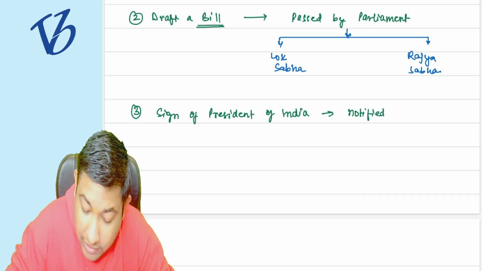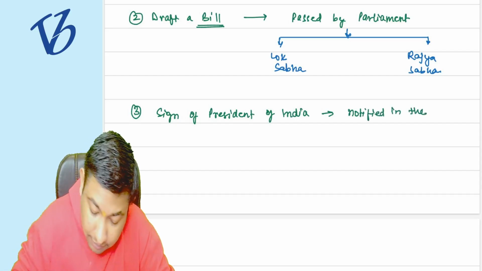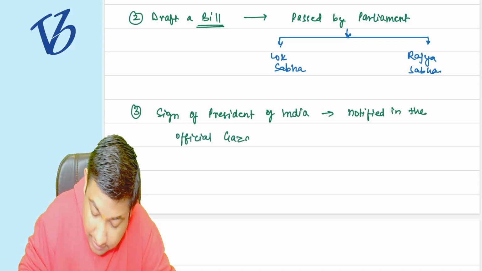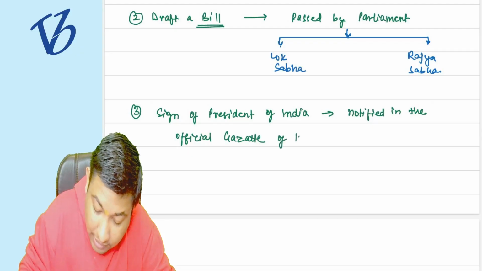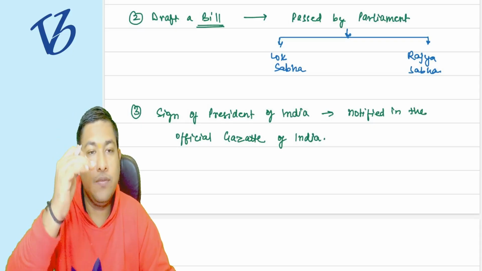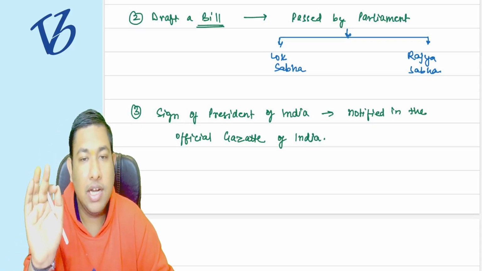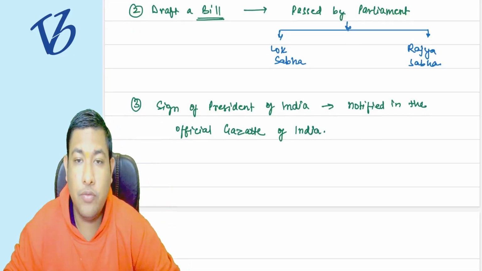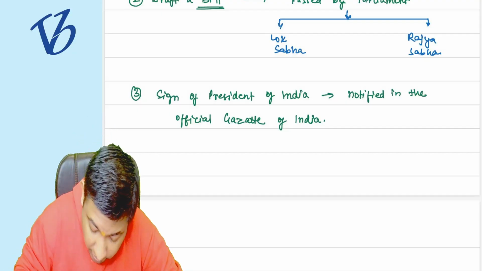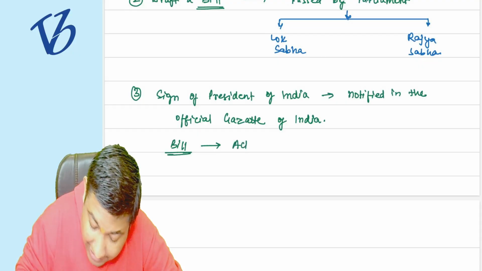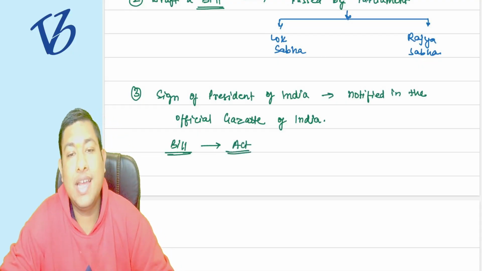It will be notified in the official gazette of India, and it will be enacted. Now it is going to be enacted. And when the President of India signs, the bill which was a draft will be called an act. It will be called an act.